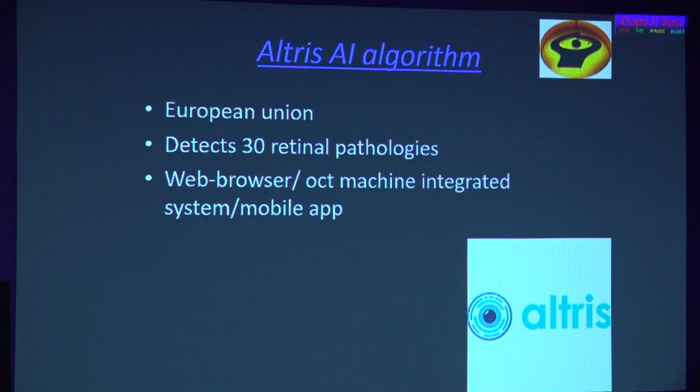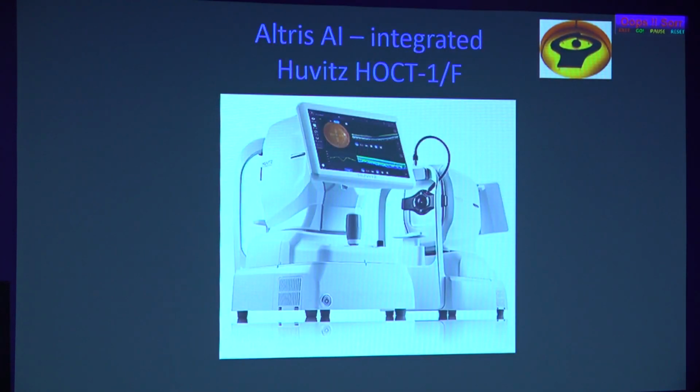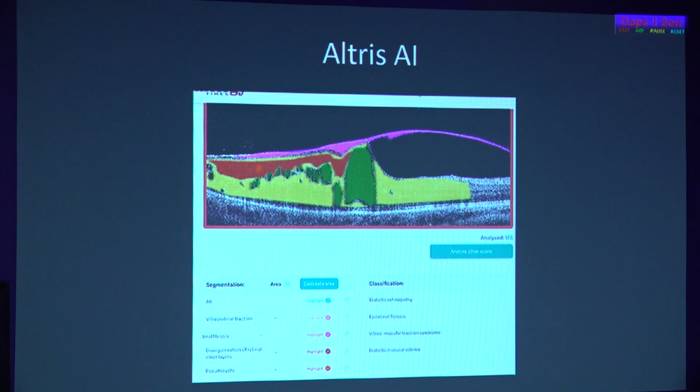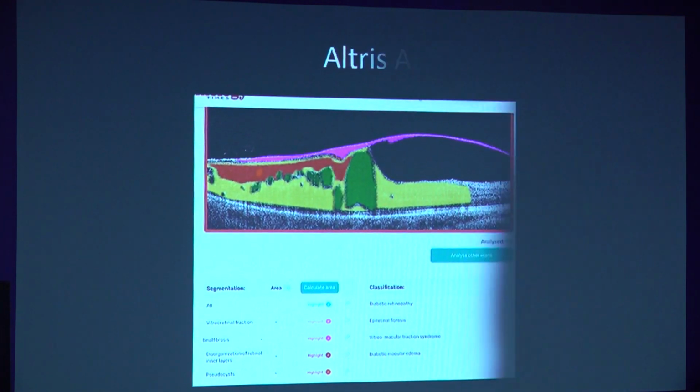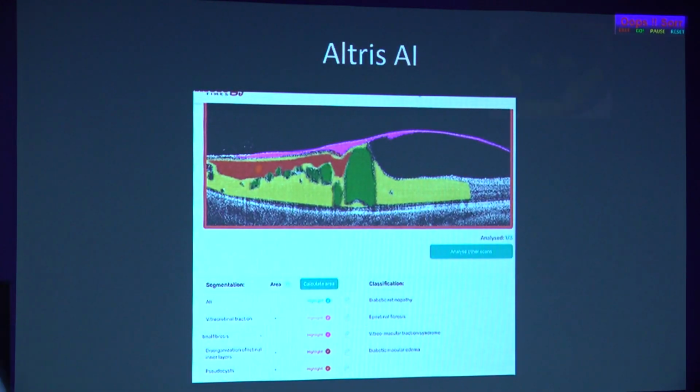And the Altris AI algorithm is now also available with the OCT, which is again currently in the market. And this has been integrated with the Heidelberg HOCT, but this software can be used for any of the OCTs. And this is said to be 91.3% accurate as well, and it can detect up to 30 retinal pathologies.